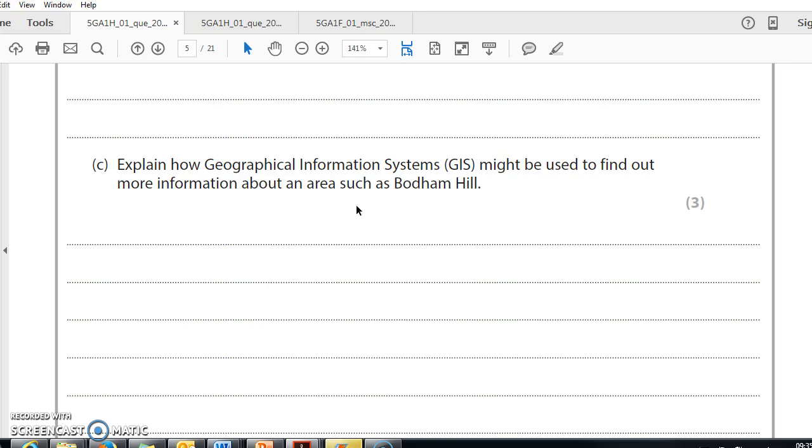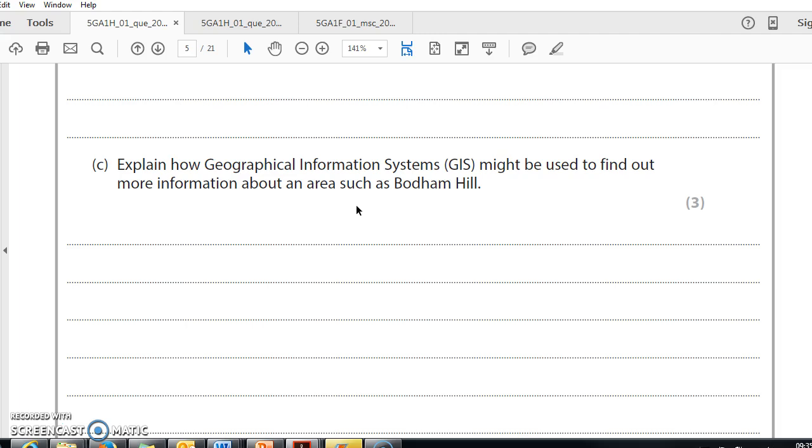In GIS we use layers, so I want the base layer, and then on top of that I'm going to put a layer that shows me information about wind speed, that shows me information about population density. So I'm talking about trying to put layers on top of a base map, and that tells me different things about the use of a place. That's what the GIS question is really looking for.